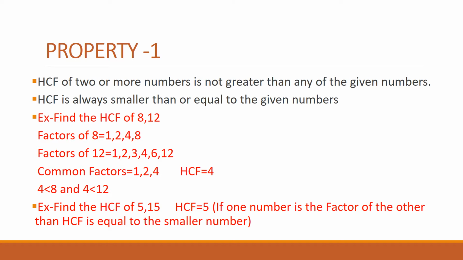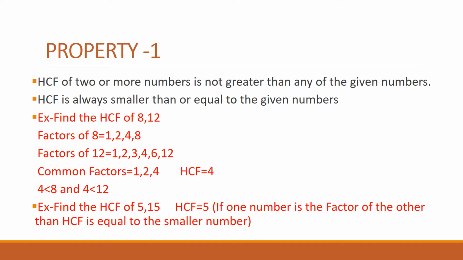Property 1. HCF of two or more numbers is not greater than any of the given numbers. That is, HCF is always smaller than or equal to the given numbers. Now here you can see example, HCF of 8 and 12.